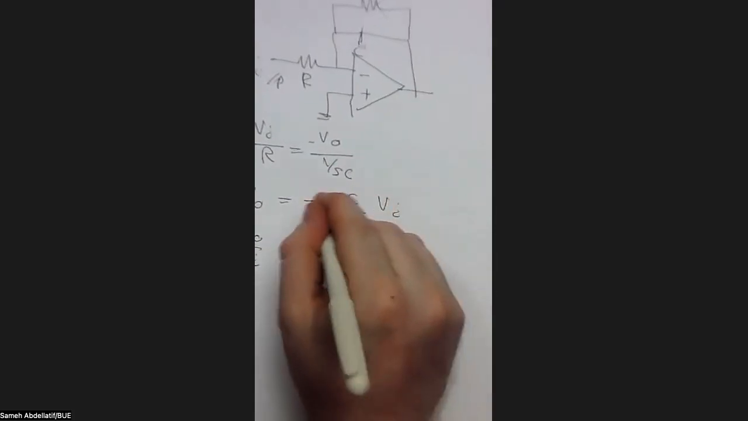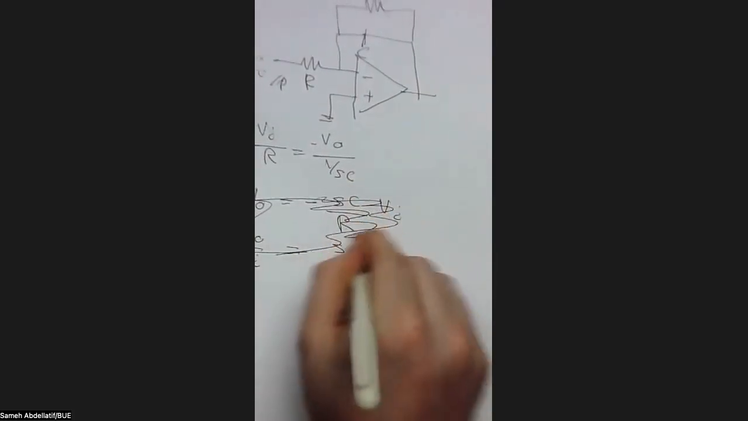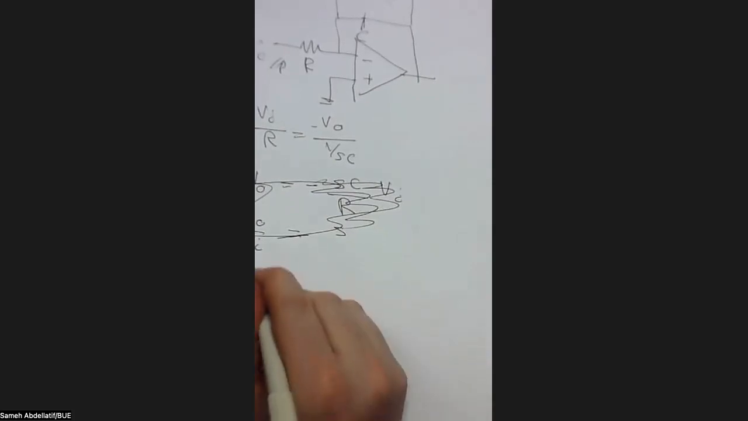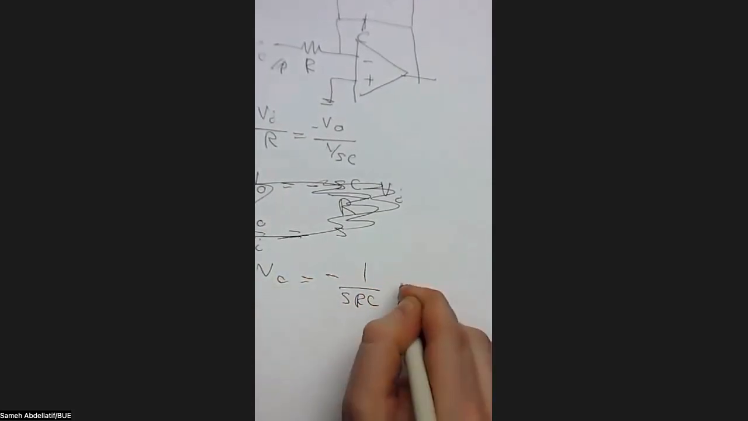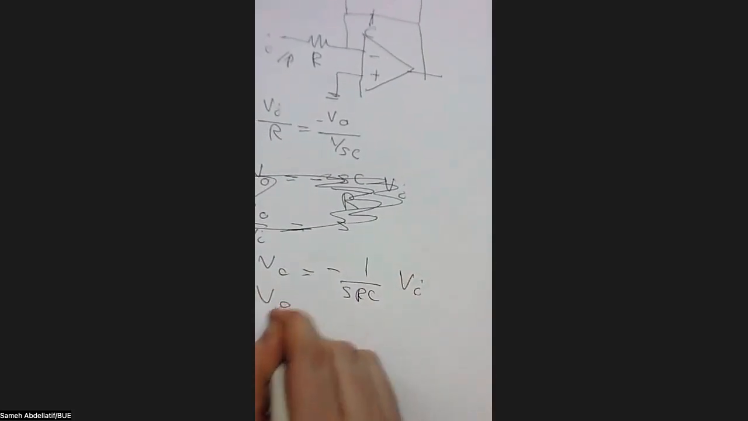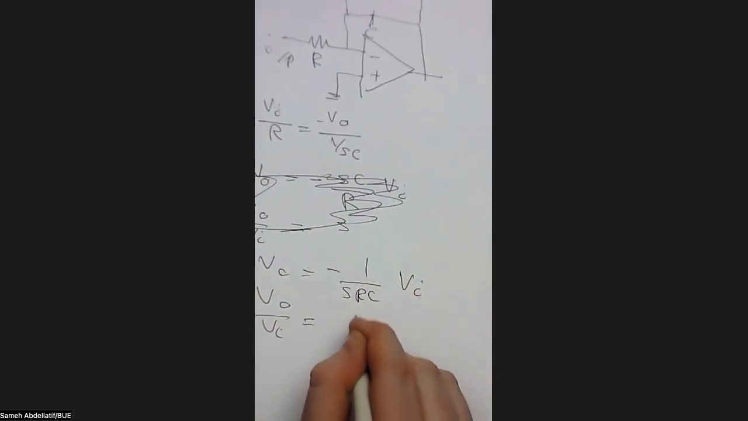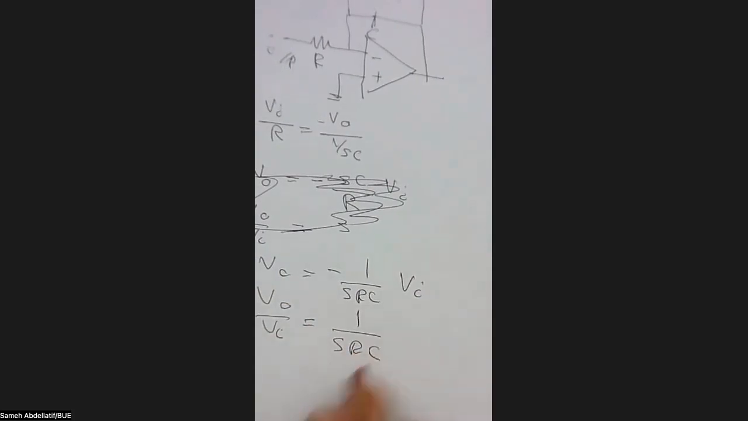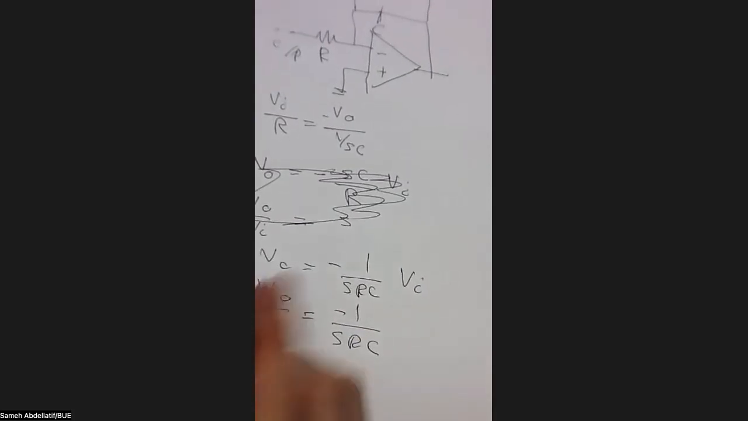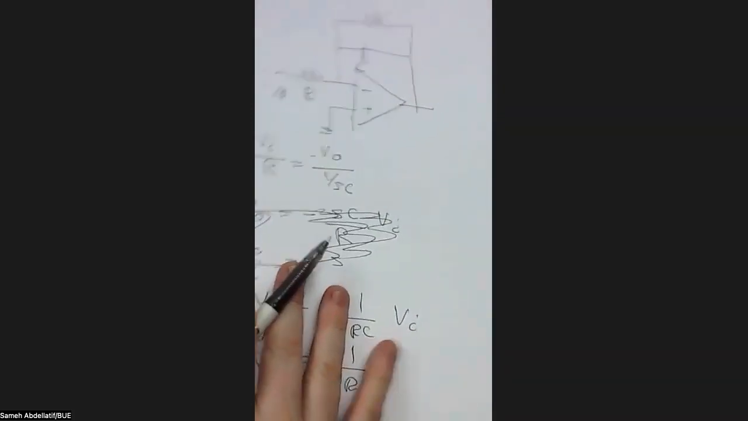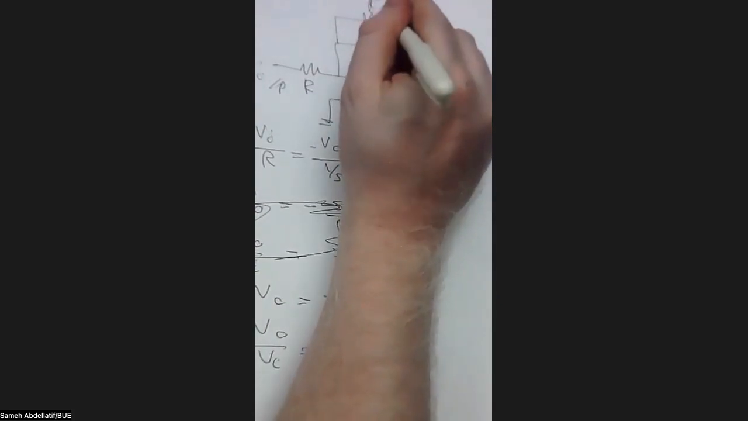I think no, this is not correct. I'm sorry, so it's here. The output equals negative 1 over SRC times the input, or V output over V input equals 1 over SRC. This is typically what we previously did. This is typically the integrator. But what if we add this resistance? What if we have this R2 resistance here in parallel to the capacitor?